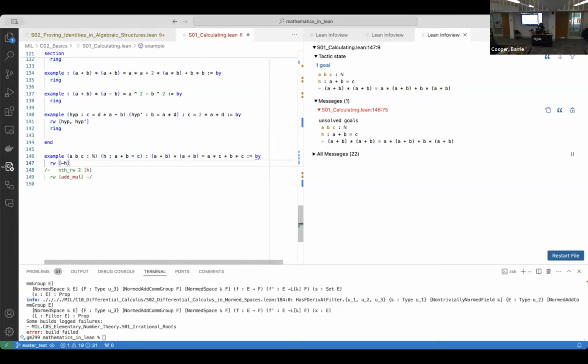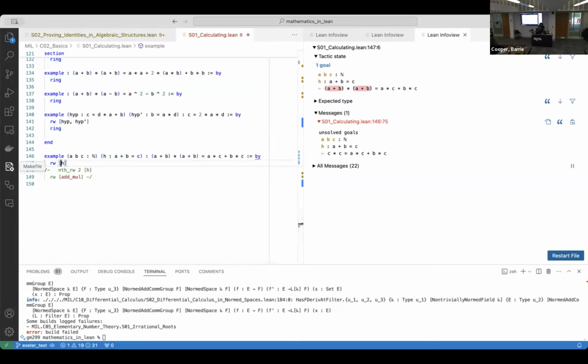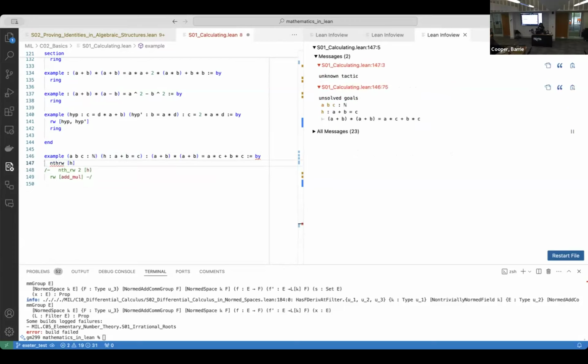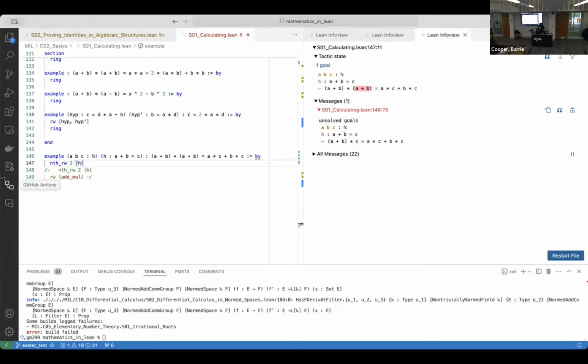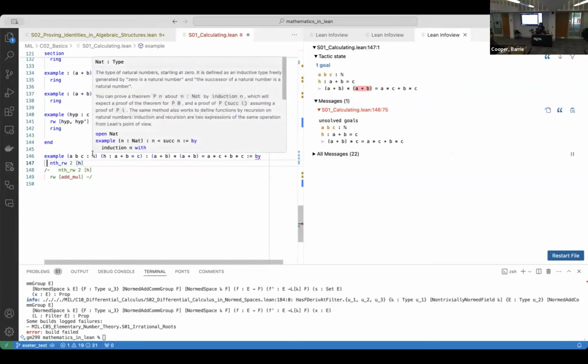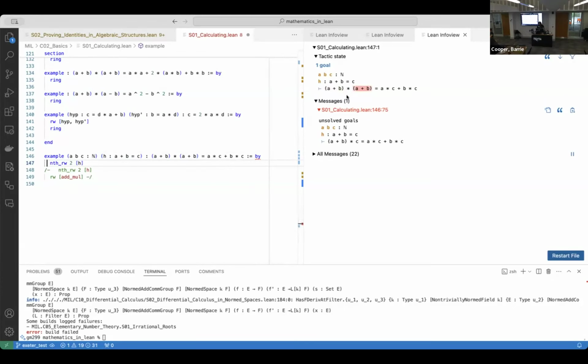Yeah, it will work, but we want to learn a new tactic, so we're going to learn instead this tactic, which is nth_rewrite, right? Instead of rewriting every occurrence, it will rewrite the second occurrence. And by second, we mean we're not starting at 0, we're starting at 1. It's very bizarre. So the first occurrence is A plus B.